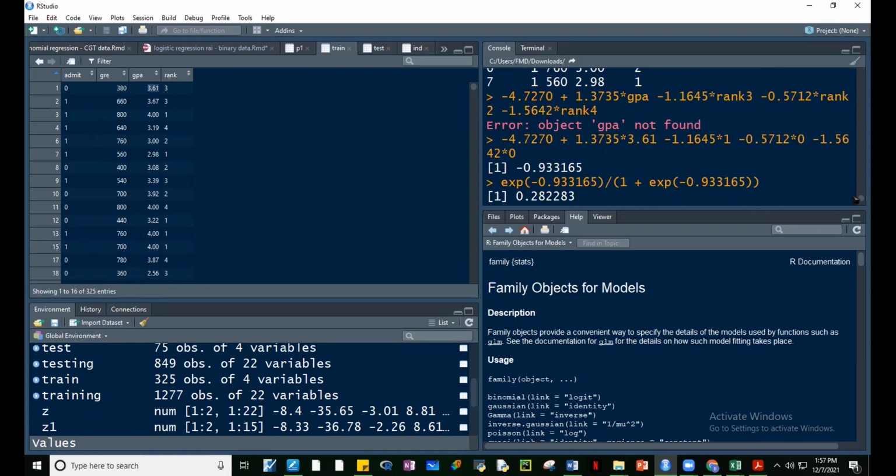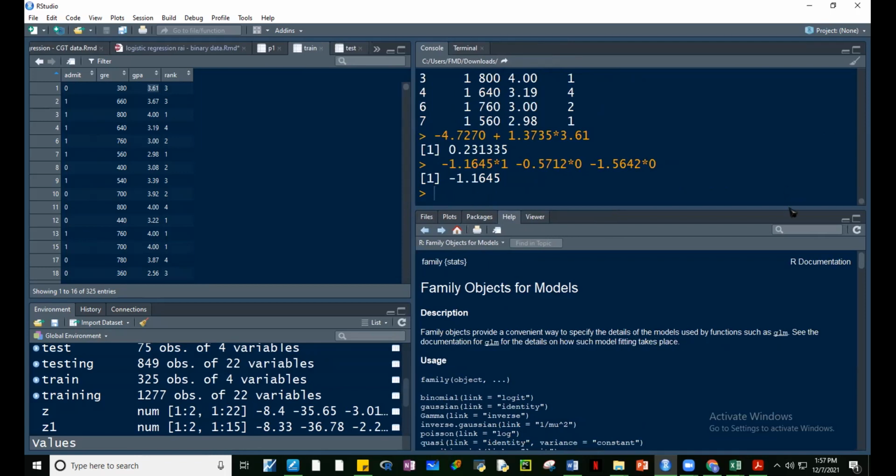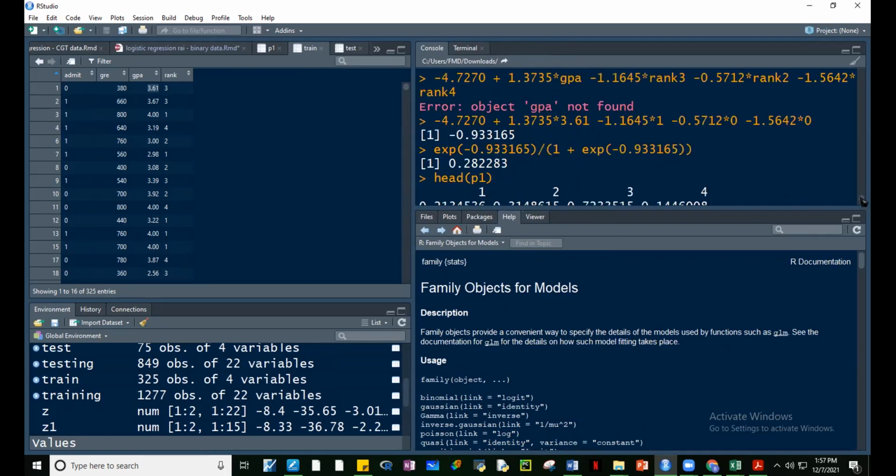Eh, bakit mali tayo dito? Yung computation natin kanina, no? Negative 4.27, then we replace the GPA by 3.61. And then this is rank, ano to? Rank 3, kabaliktad kasi ako. So negative 1.645 times 1 plus this one times 0 minus this one times 0.